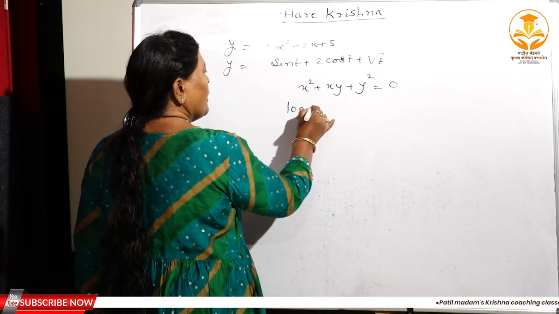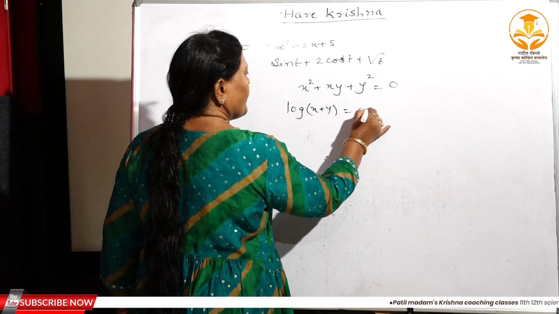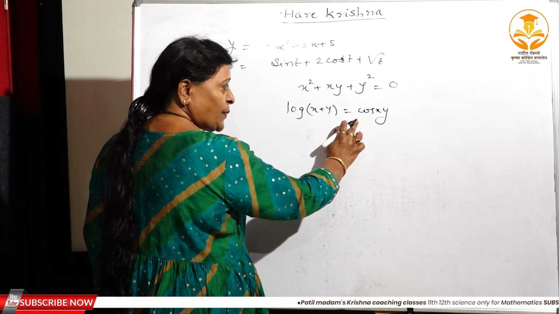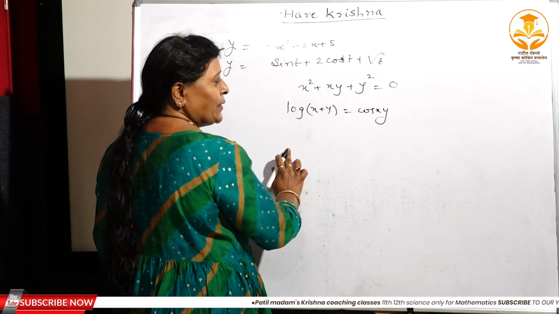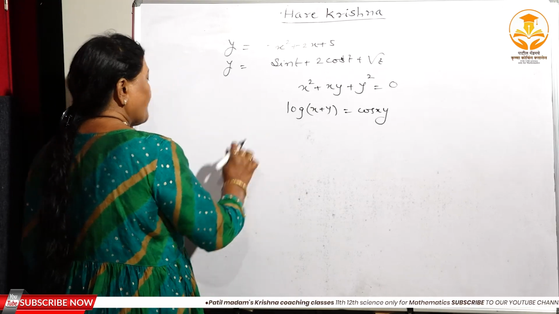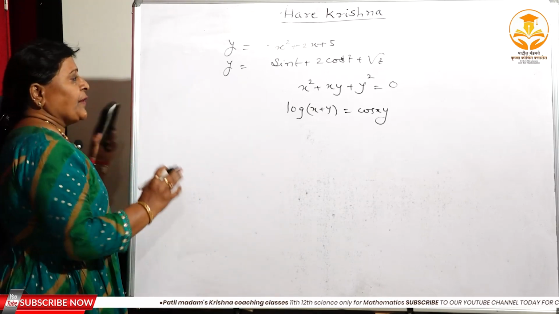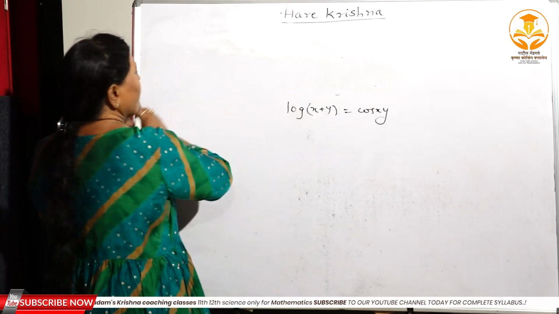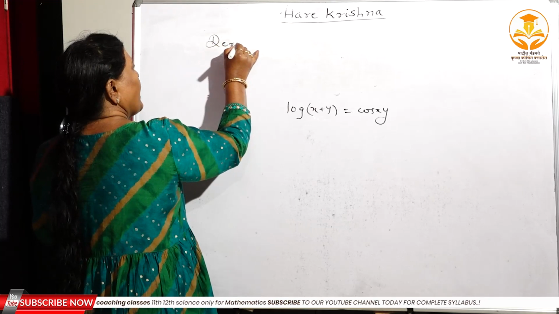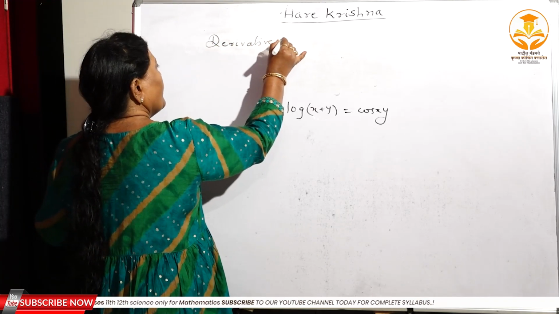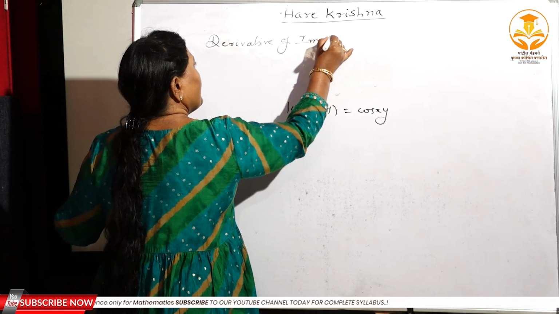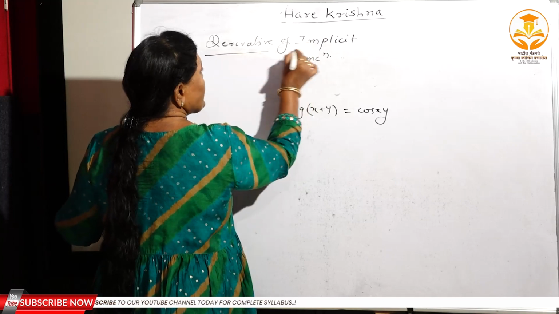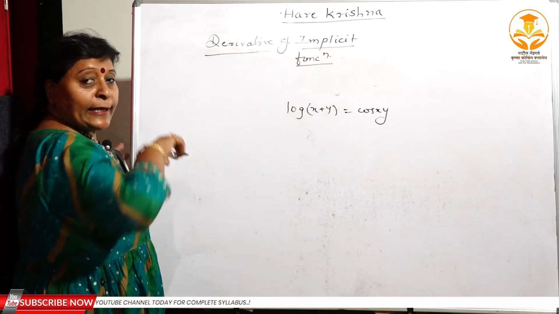Suppose the function is log of x plus y equal to cos y, isn't it? Such a function, here also you can't express y in the form of x or x in the form of y. So such functions are said to be implicit functions. And how will you find the derivative of an implicit function? So I am going to start the derivative of the implicit function. This is very, very important.